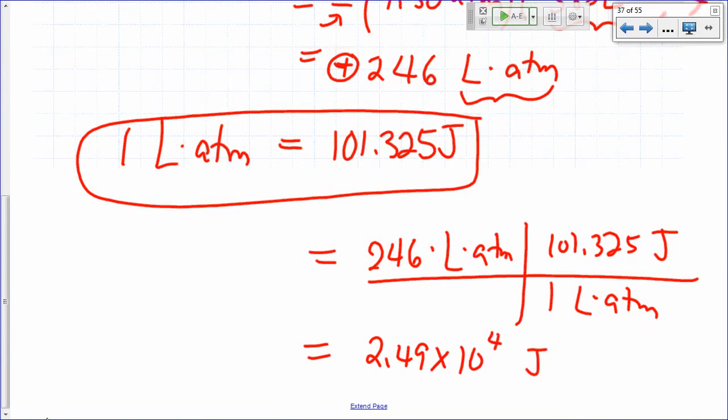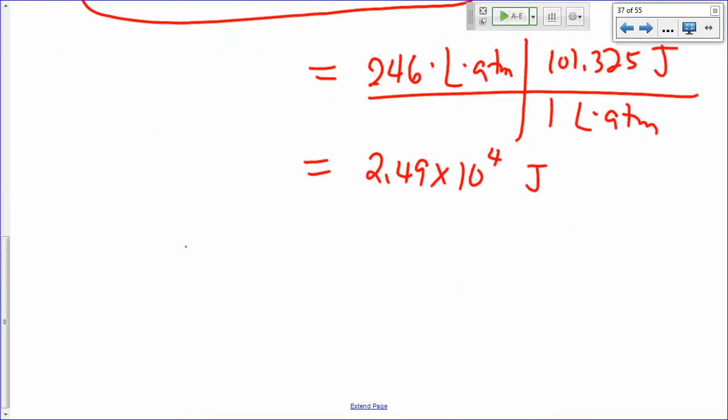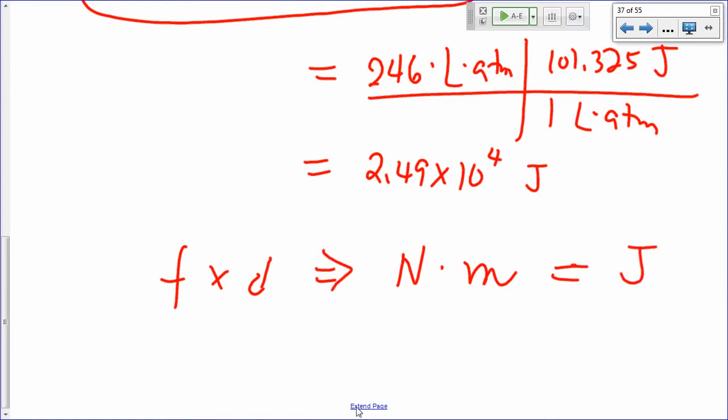You may be wondering, how did a pressure unit and a volume unit end up being an energy unit? Think of it this way. Remember we said force times distance is an energy unit, right? Force is in newtons, and distance is in meters, right? So a newton meter is what we call a joule, an energy unit. What if you have a pressure unit times a volume unit?